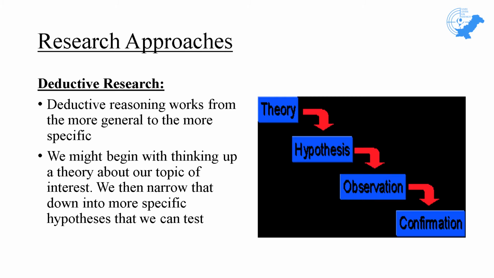In deductive research, reasoning works from more general to a more specific topic. We might begin with thinking of a theory about a topic of interest. We then narrow it down to a more specific hypothesis that we can test. For example, you read a theory regarding the relationship of stress with sleeping hours and you are interested to work on this. So you narrow it down to conducting a study on the relationship of stress with sleeping hours among the students enrolled in the summer research program. This approach is mostly used by students and junior researchers.